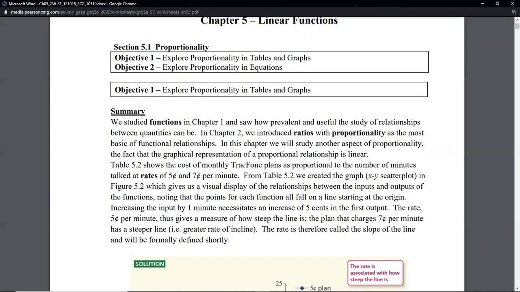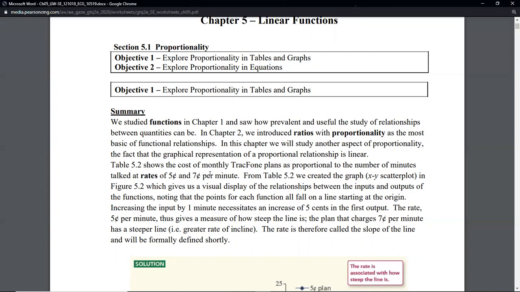So they're proportional, which means if you double the number of minutes you talk, then the cost you're going to pay is going to double as well. So what we're saying here is one plan, if you talk 1 minute, it costs you 5 cents. If you talk 2 minutes, it costs you 10 cents. If you talk 3 minutes, it costs you 15 cents, 4 minutes, 20 cents, etc. Versus another plan that 1 minute's going to cost you 7 cents. Second minute's going to bring you up to 14 cents. Talking 3 minutes is going to cost you 21 cents. Talking 4 minutes is going to cost you 28 cents, etc.